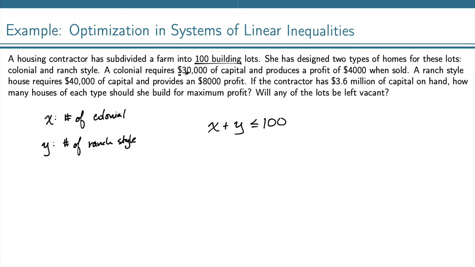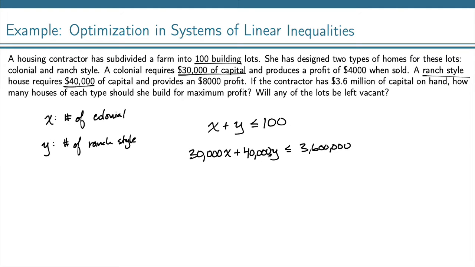The colonial homes require $30,000 and the ranch style require $40,000. So if we're looking at the total amount of capital, that's 30,000 times X plus 40,000 times Y. That's the total capital needed. That cannot exceed how much she actually has, which is the 3.6 million.